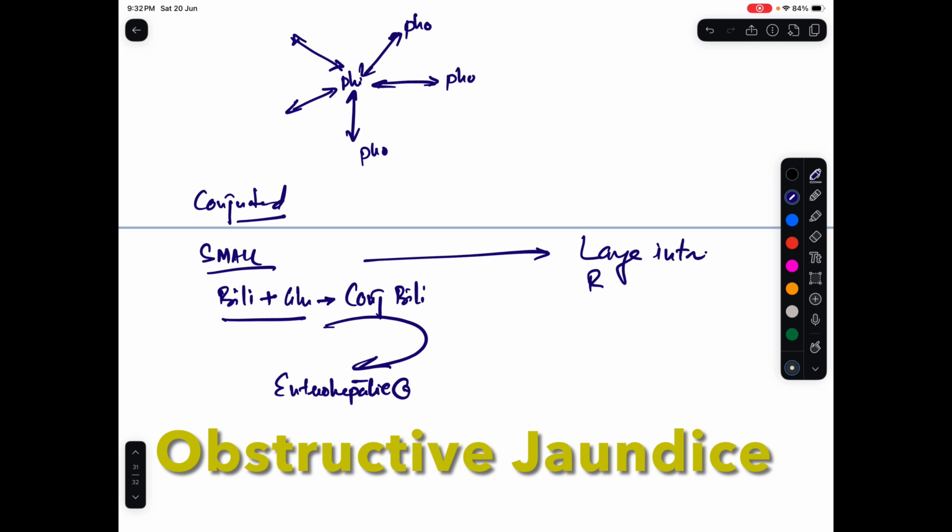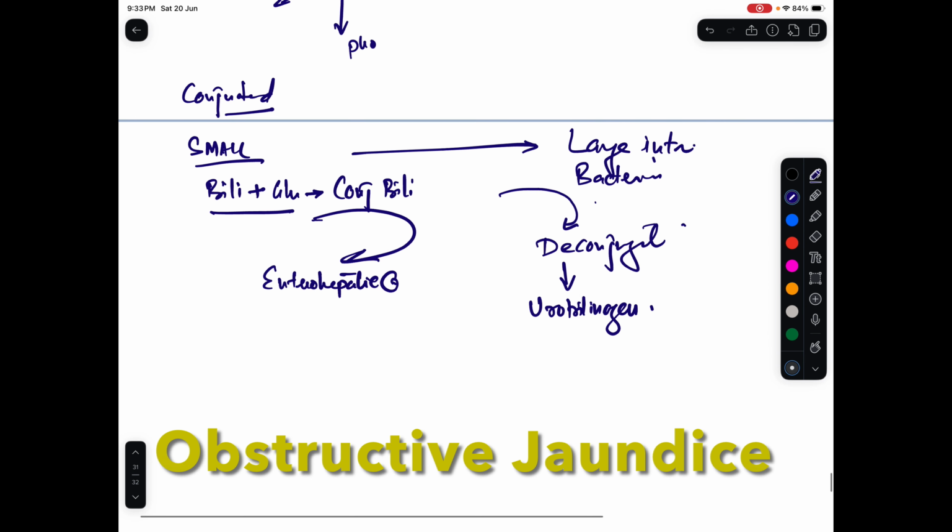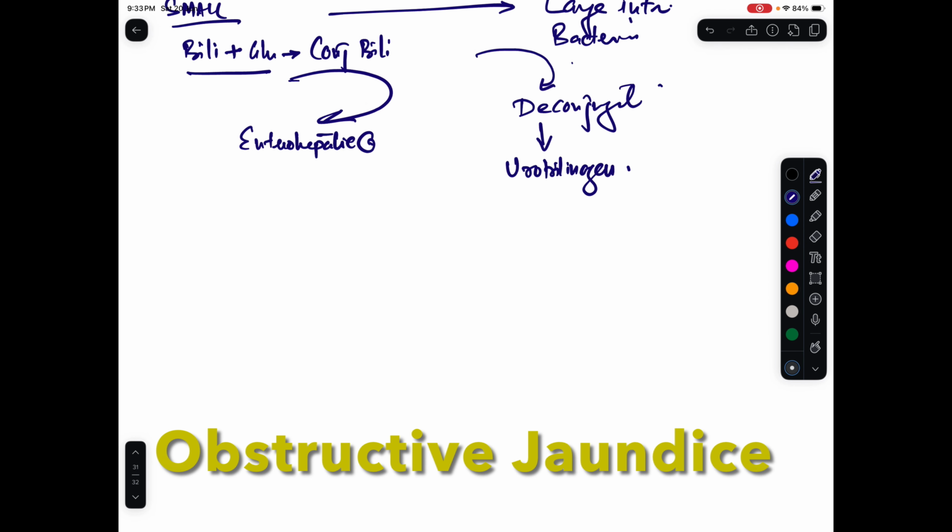There, the colonic bacteria deconjugate it, they convert the conjugated bilirubin to urobilinogen. So 50% is converted by the bacteria to stercobilin and 50% is reabsorbed.